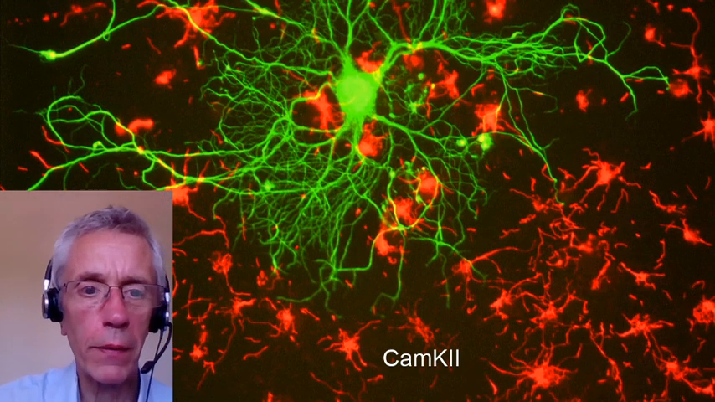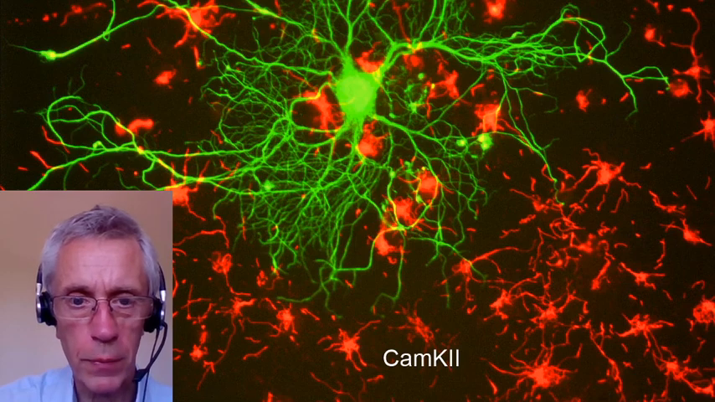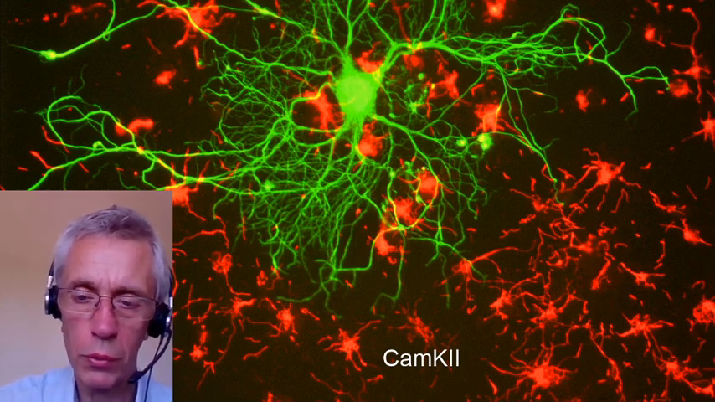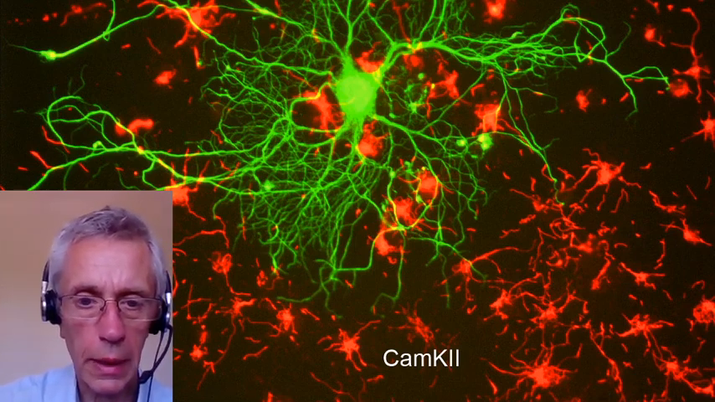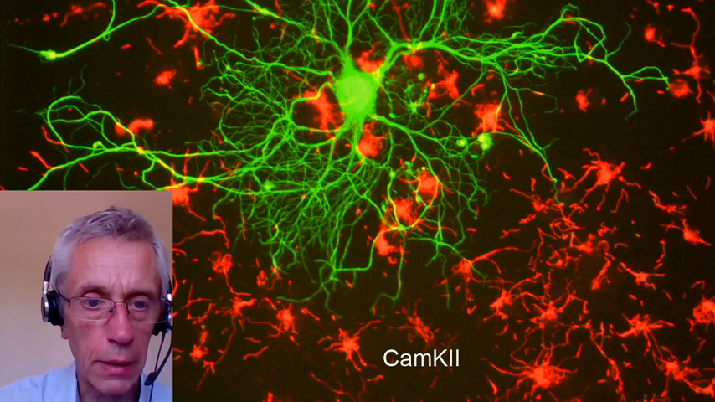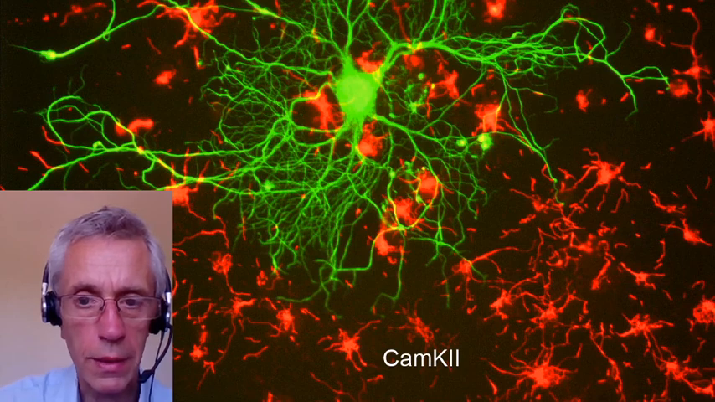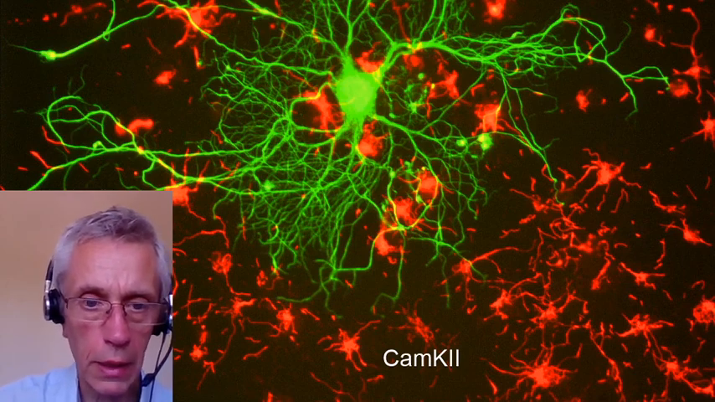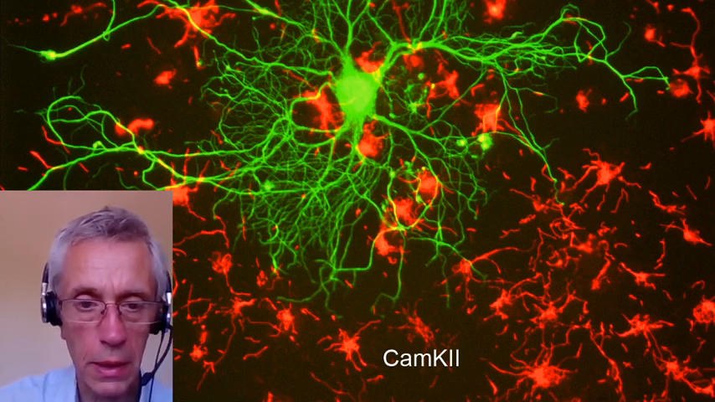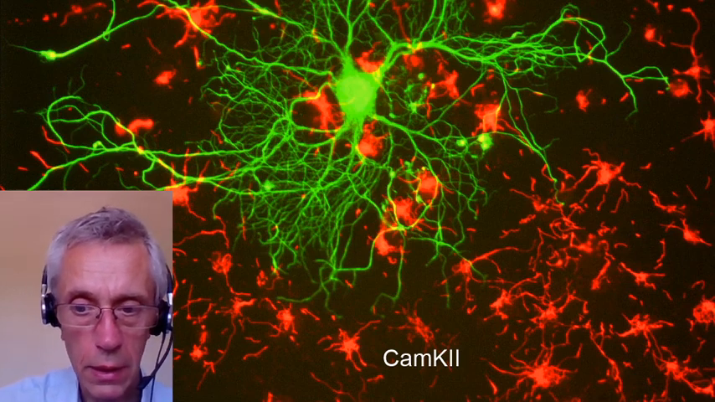This video is a very short introduction, a very brief outline of a really important molecule in the body and in the brain particularly, called CaMKII. CaMKII stands for calcium calmodulin dependent protein kinase 2, and it's a key protein kinase in memory and one of the best studied protein kinases in the brain.